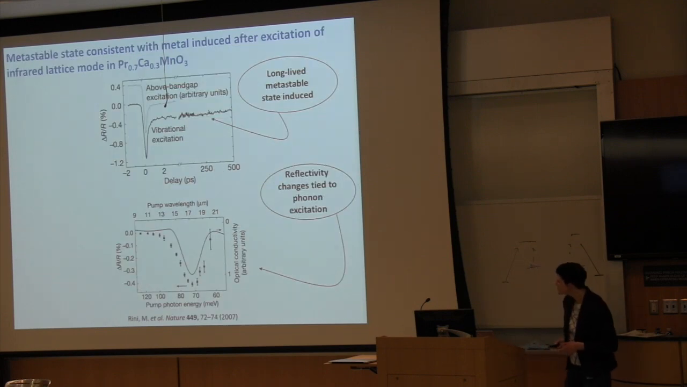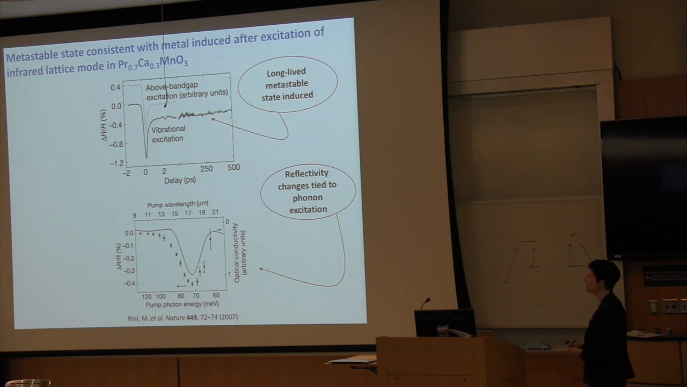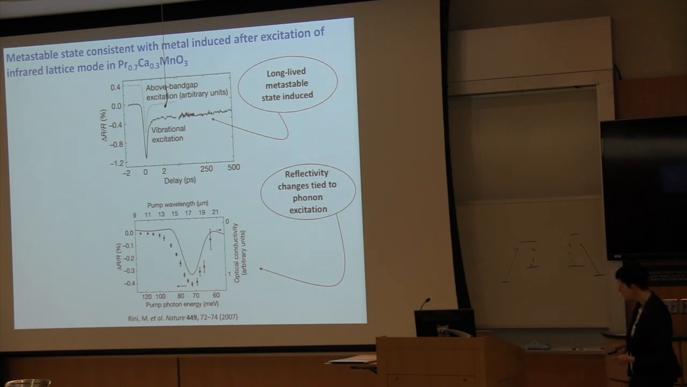And after exciting this phonon, these authors see a change in the resistivity of the material. So they're detecting it in the reflectivity and the resistivity, detecting whether the material is an insulator or a metal optically. And this change in reflectivity is consistent with an insulator to metal transition. And that transition, that metastable state, lives for quite some time after the initial laser pulse goes by.